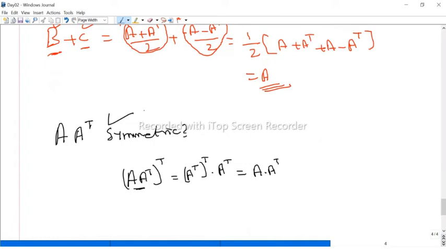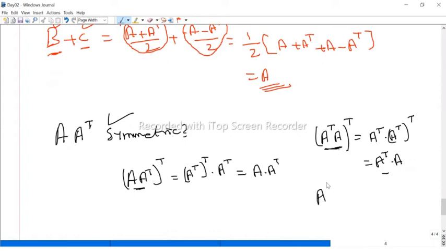Then what about A transpose A? Is this symmetric? We will check. We have to take the transpose and apply the definition: the second matrix transpose into the first matrix transpose. So first matrix A transpose, and then you take the transpose. Therefore A transpose into A transpose transpose is nothing but A. We get the same matrix. Therefore A transpose A is also symmetric. If you take any square matrix, A into A transpose is symmetric, and A transpose A is also symmetric.